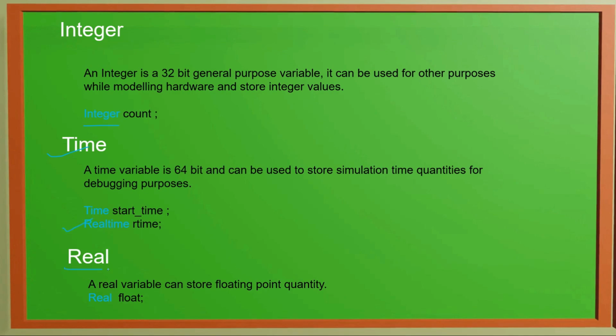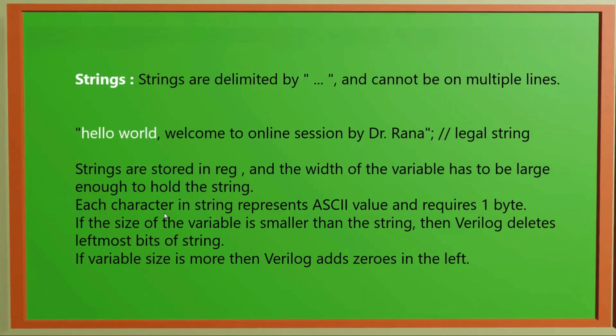Real is another keyword. We use a real variable which can store floating point quantity. So its syntax is real, space, float. Strings, like if we want some output as strings, say hello world. It is the most common output string. So we can use strings also.